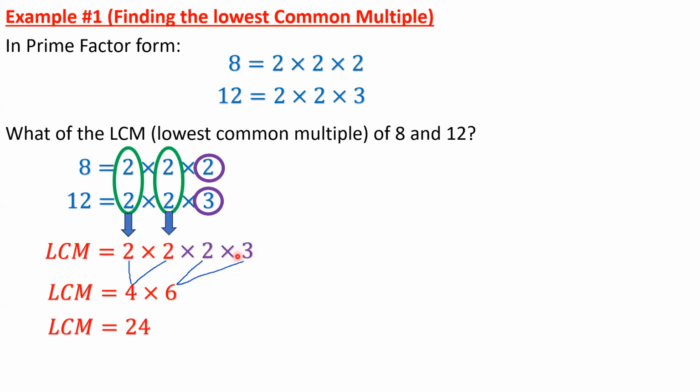Then we multiply everything. So 2 times 2 is definitely going to be 4. And then 2 times 3 is definitely going to be 6. And then we multiply 4 times 6, which is going to be 24. All right. Let me know if you understand how we got this.